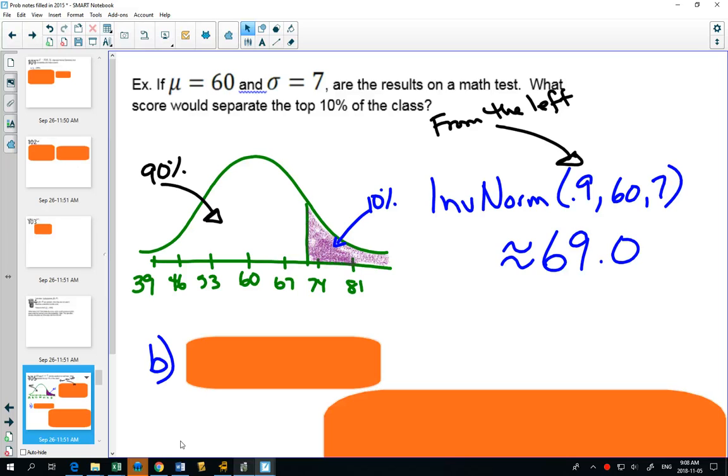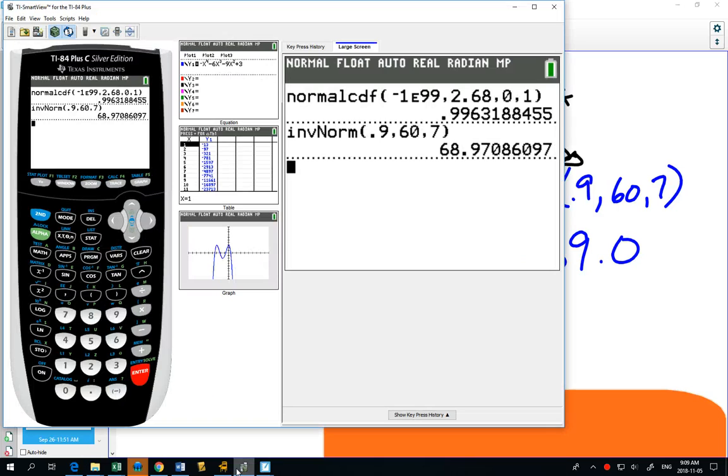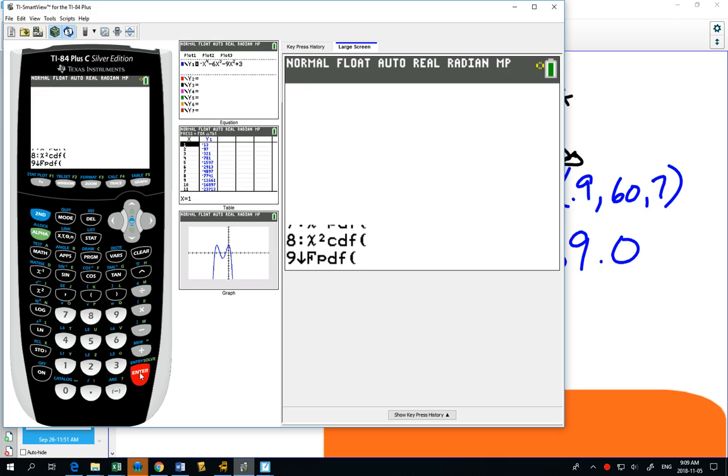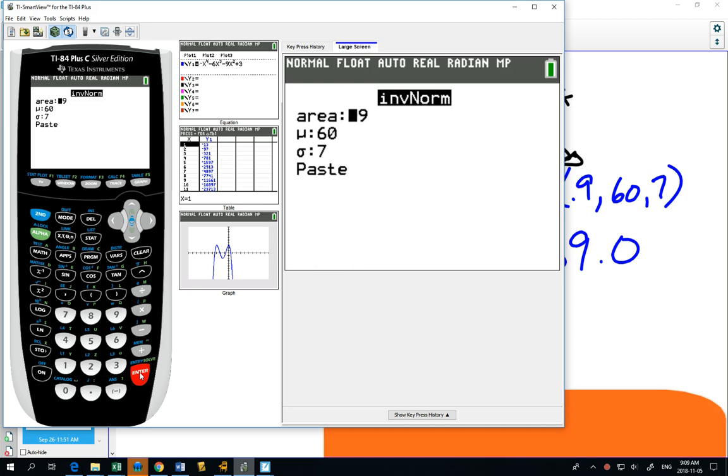Left, right, center? Oh, I don't have that on mine. Let's see. So how many people have that left, right, center when they went to inverse norm? So what I'd like you to try, on mine it always comes from the left. I want to see if you have that left, right, center, go from the left, do 90%. Go from the right, do 10%. Go from the center, do 40%. See if you get the same answer each time.